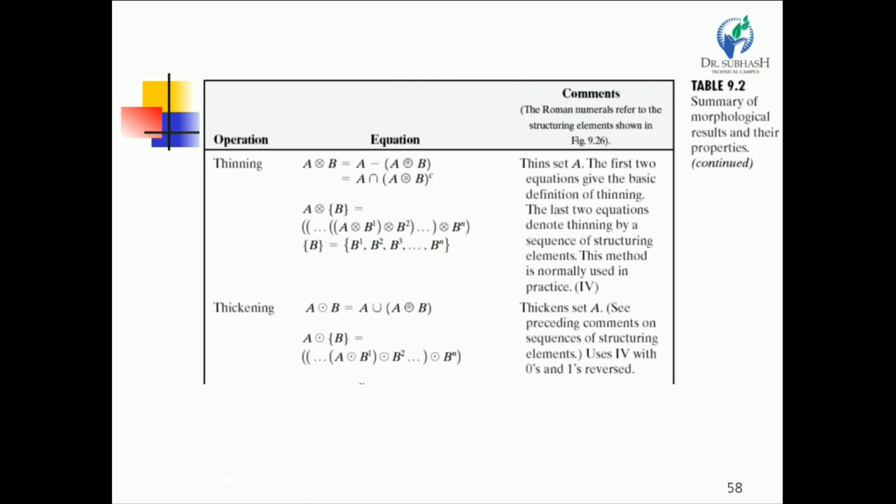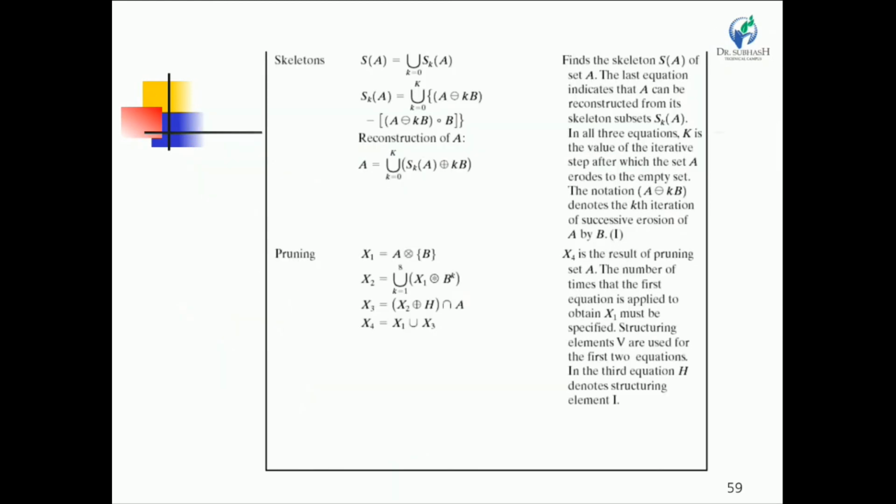Other properties of morphological image processing are the thinning and thickening operations. This is the function of thinning and thickening. For thinning set A, the first two equations give the basic definition of thinning, and the last two equations denote the thinning sequence for structuring elements. This method is normally used in practice. And for thickening set A, the preceding comments on the sequence of structuring elements apply. The last ones are skeletons and pruning. These are two properties of morphological image processing.